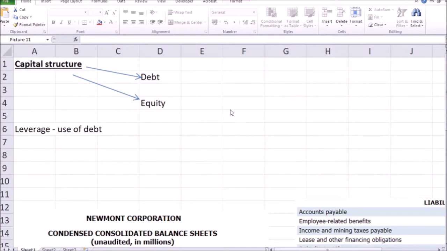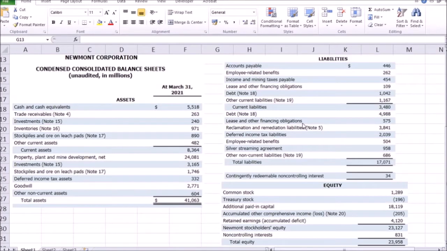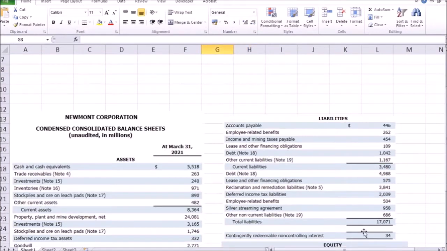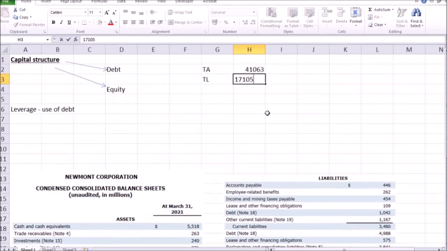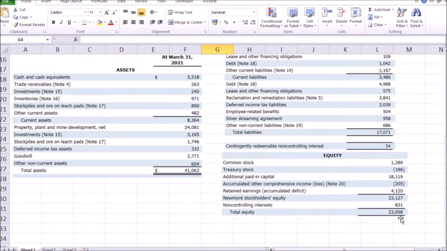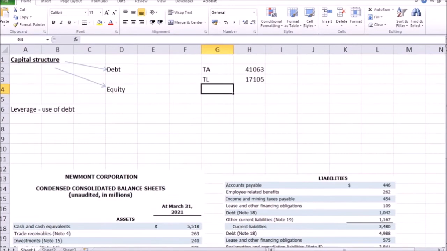Let's have a look at this example. Here I've got the actual balance sheet for the largest gold mining company in the world, Newmont Corporation. And that's the balance sheet as you see for the end of March this year. Total assets, let's put this number somewhere. Total liabilities, including some contingency interest here, is going to be 17,105. And total equity, 23,958.